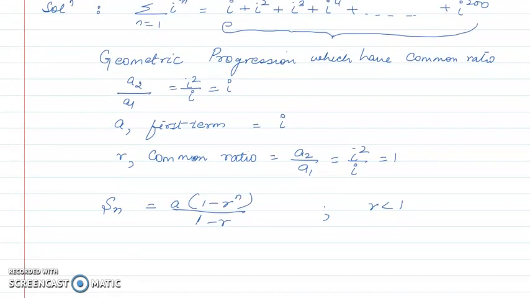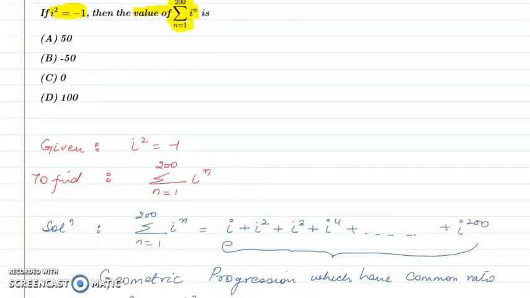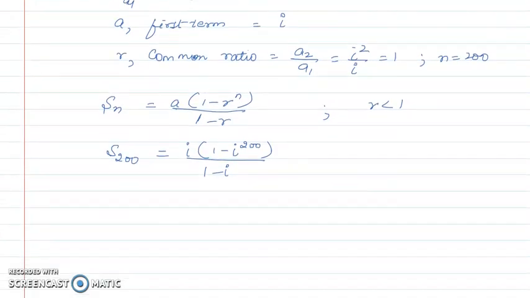Now what we will do is we'll put the values. So what has come here? S, how many terms are we taking? 200 terms. So write here, n is equal to 200. S200 is iota times (1 minus iota to the power 200) upon 1 minus iota. Children, what is given to us? Given iota square is equal to -1.